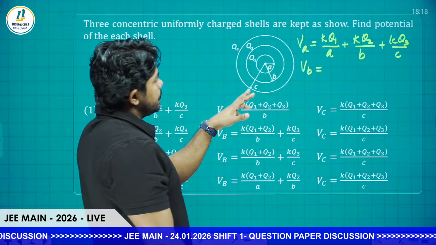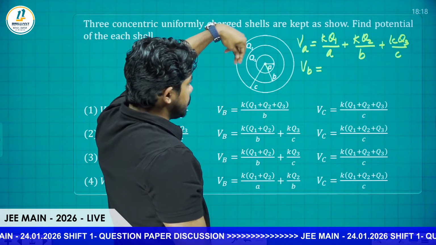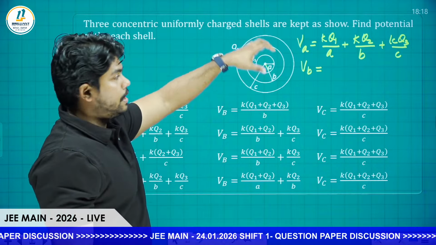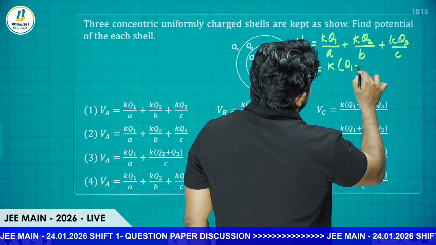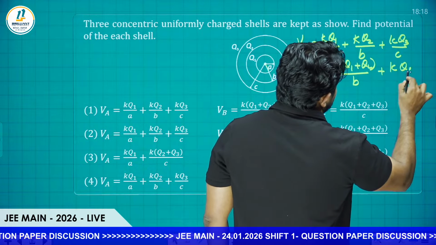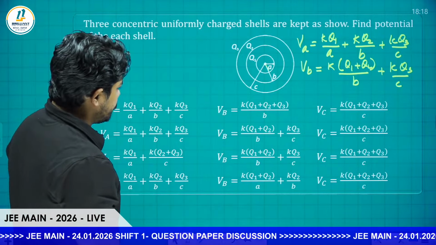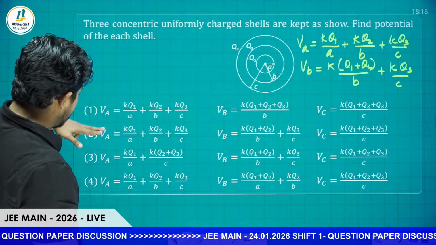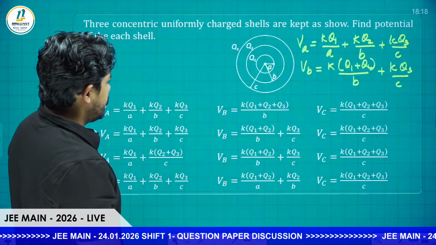For the second sphere, you have to think there are 2 charges: one inside the second sphere and one on the surface of the second sphere. We know that for a spherical shell, the potential at the surface is constant, and inside also it is constant. So what is the total charge here? That will be q1 plus q2, divided by the distance b, plus k q3 by c. Since the options are given like that, you can easily find the option that matches. There will be one option like this one, and you have to check the last one also.